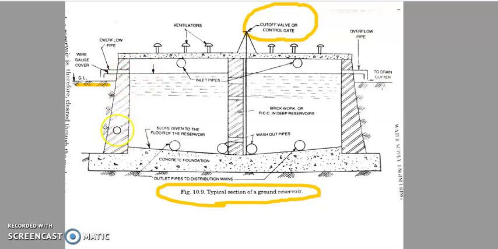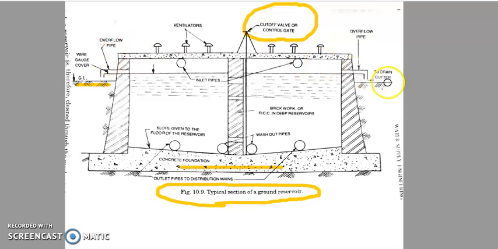So most of the part of the ground reservoir is below the ground, and mainly made up of concrete foundation and masonry, and a slab covers it so that the water does not get contaminated by birds or any droppings of the birds. So you are closing it with an RCC slab, and then you have got these overflow pipes, covered with a wire gauge.